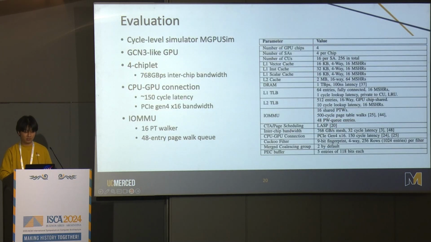So for evaluation, we use a 7-level simulator and MGPUSim to conduct the experiments. We model a GCN3-like AMD GPU, and each GPU package contains 4 GPU chiplets. GPU chiplets are connected via 768 Gbps interconnections. We model the CPU-GPU connection similar to PCIe Gen 4 x16. We model the LMMU to have 16 page table walkers and a 48-entry page table queue in the system.